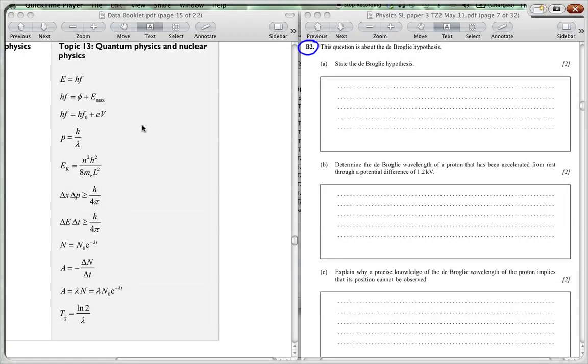Question B2. This question is about the de Broglie hypothesis. State the de Broglie hypothesis.